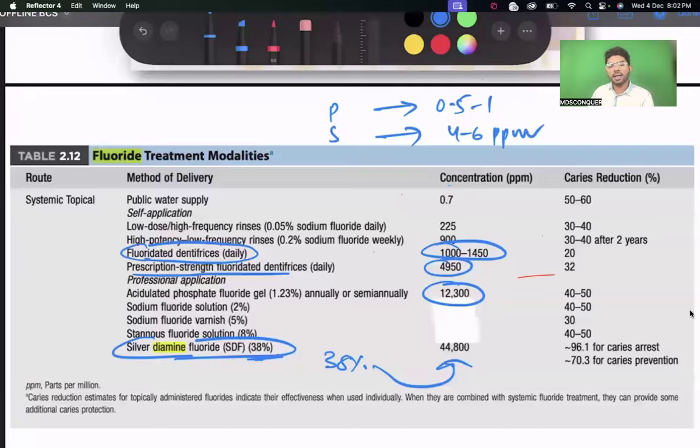And SDF is the agent of choice in cavitated caries lesions, and it can be used in root caries also. That's what we are going to discuss now. So these are the values I want you to make a note of. And caries reduction is maximum with community water fluoridation. Okay, caries reduction is maximum with community water fluoridation. Again, a very, very frequently asked question. Guys, clear, right?